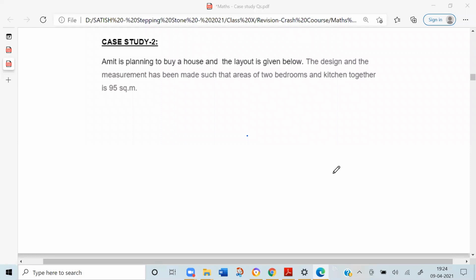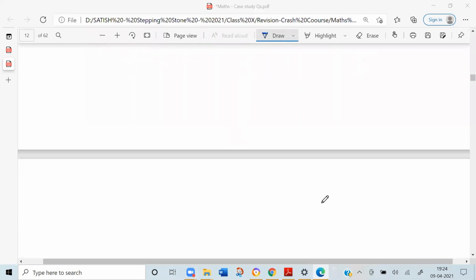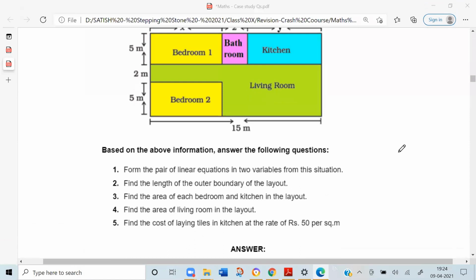So the second case study: Amit is planning to buy a house and the layout is given below. The design and the measurement have been made such that the areas of 2 bedrooms and a kitchen together is 95 square meter. You make a note of this: areas of 2 bedrooms and a kitchen together is 95. Now observe this figure, the layout.